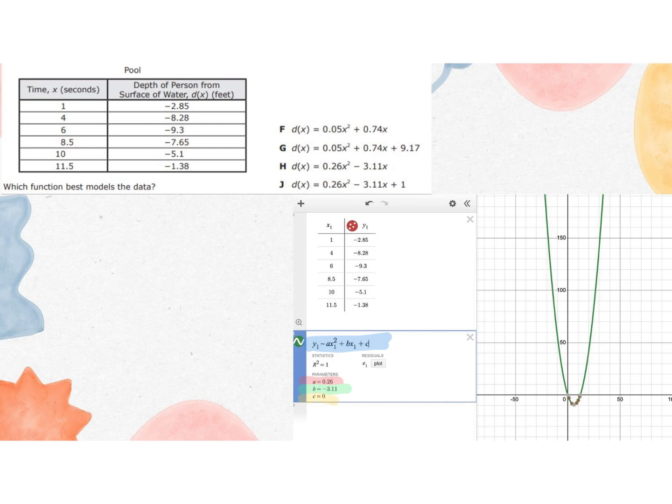So for my A value, I'm going to go up to my answer choices. I have F, G, H, and J. I know right now H and J both start out at 0.26 x squared. That's my A value. My B value is attached to my X, so they are both matching with my B value. And then my C value is 0. So the only one that could make sense in this situation would be H.